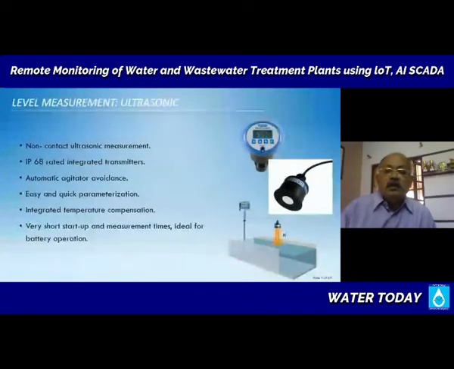Now, of course, when it comes to level measurement with ultrasound, it is important to make sure that you have temperature compensation, because the velocity of sound in air varies with temperature.